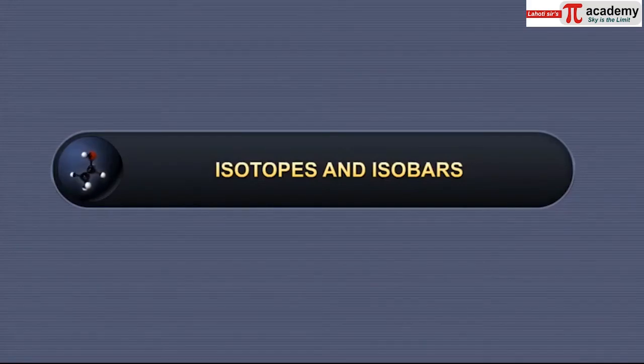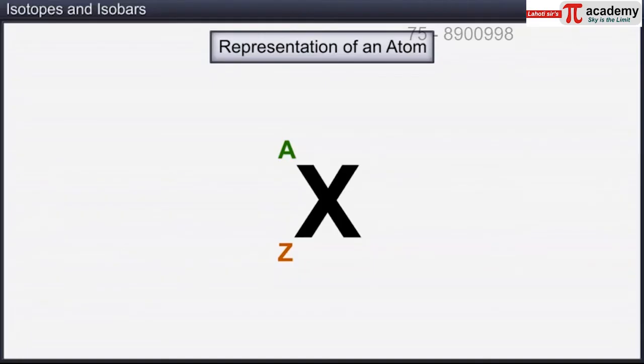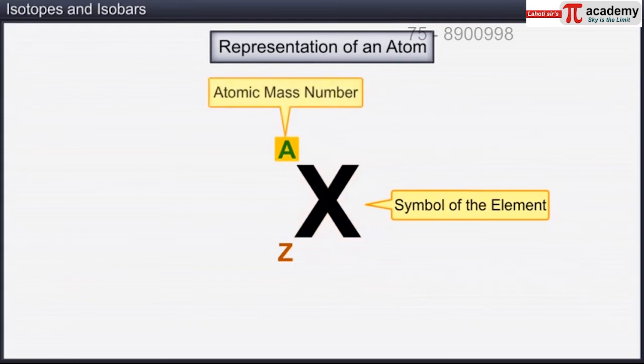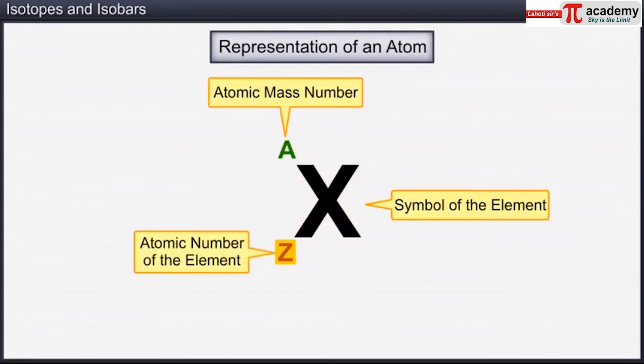In this module, you'll learn in detail about isotopes and isobars. The composition of an atom can be represented symbolically as ZXA, as shown here. The symbol X represents the symbol of the element. The superscript A on the left-hand side of X represents the atomic mass number, and the subscript Z on the left-hand side represents the atomic number of the element.